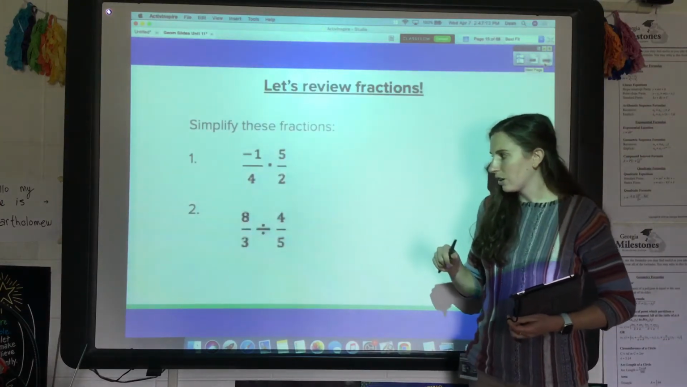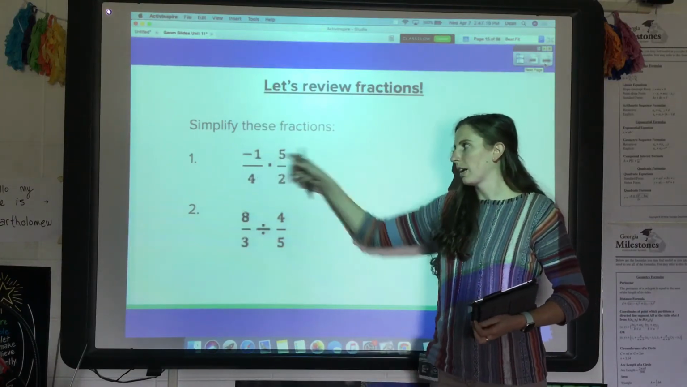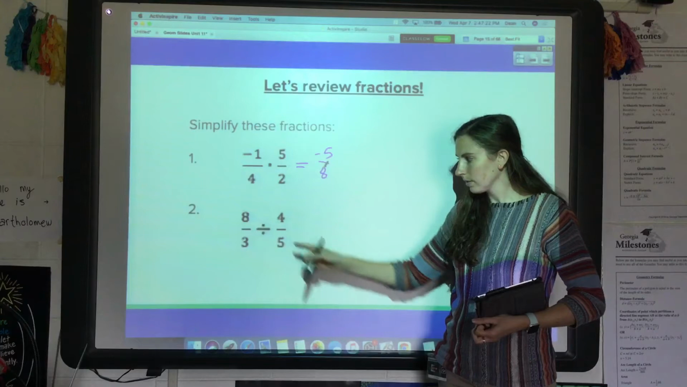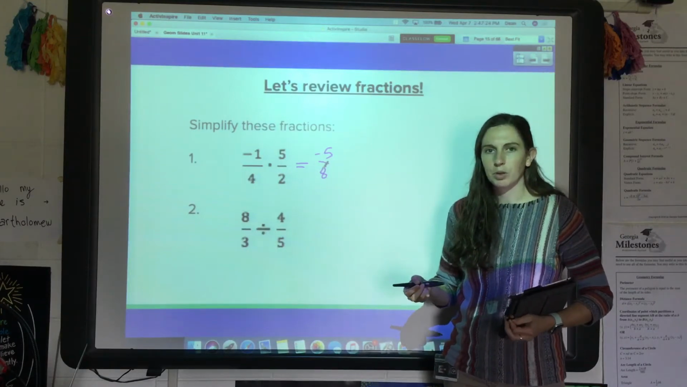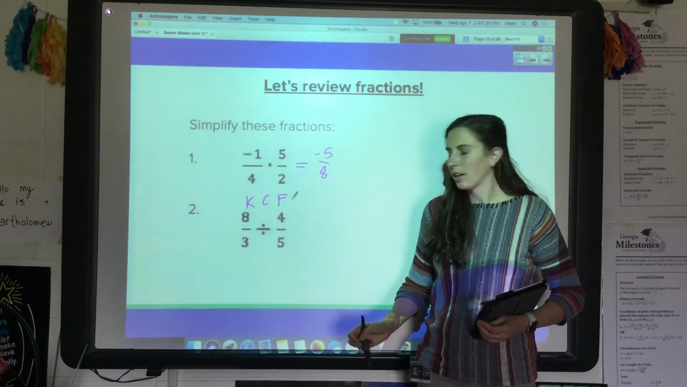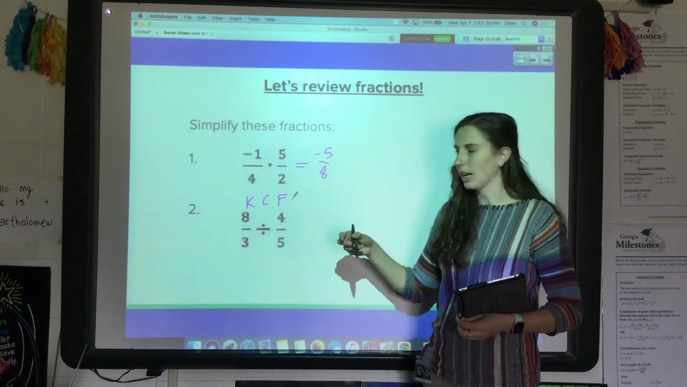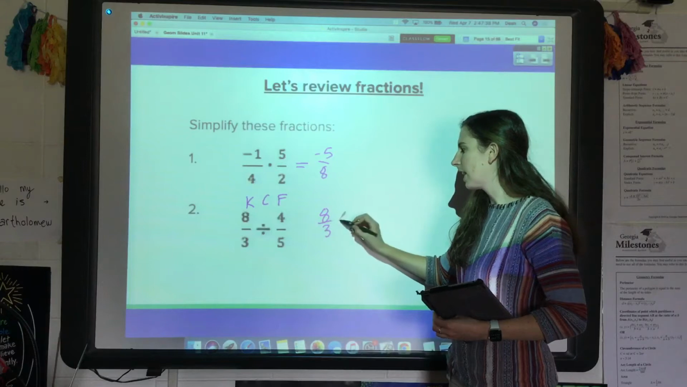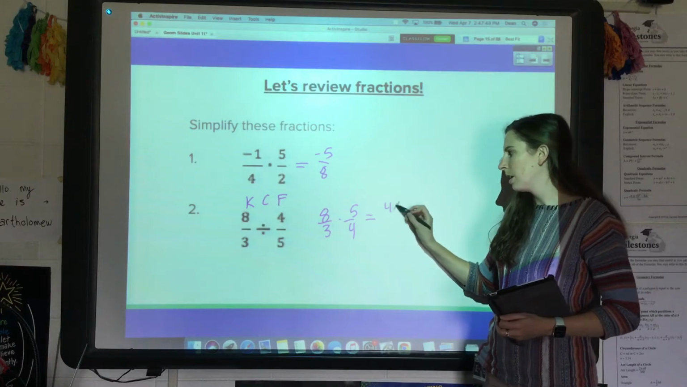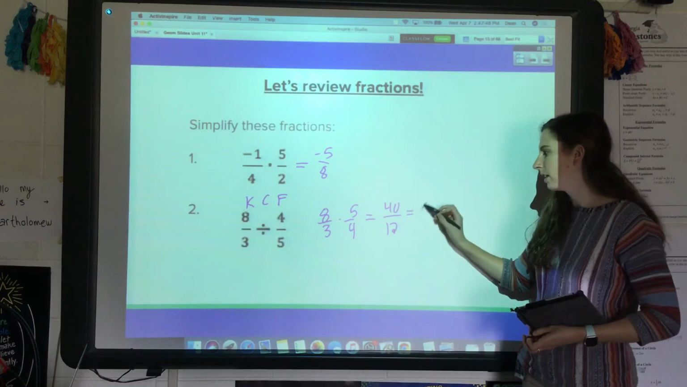So now let's actually get to the multiplication and division part. Just as a refresher, to multiply fractions, it's very simple. You just multiply across the top and across the bottom. That would be -5/8. To divide fractions, oftentimes we remember this by saying keep, change, flip. It's almost like KFC. Keep the first fraction, change this to multiplication, and flip the second fraction. So it would be 8/3 times 5/4. And then you still just multiply across the top, multiply across the bottom, and then simplify if you can, which that would simplify.